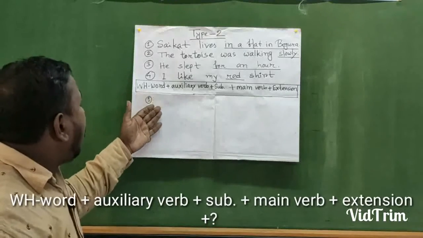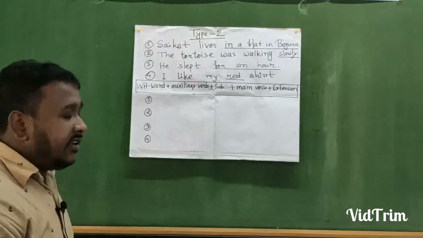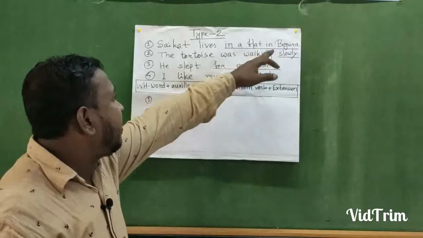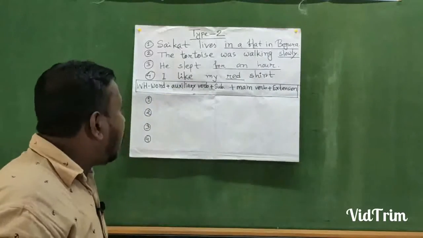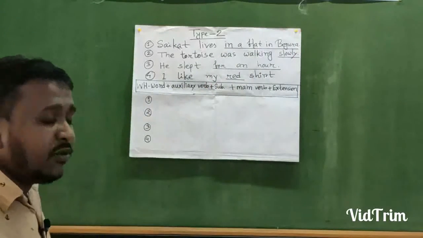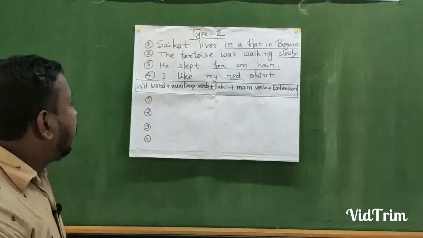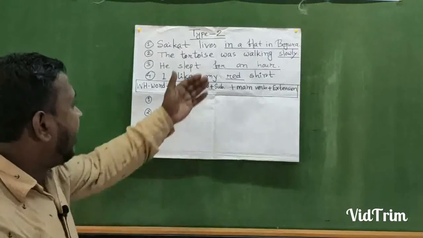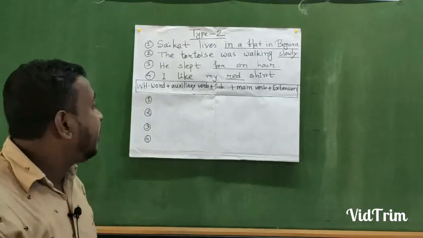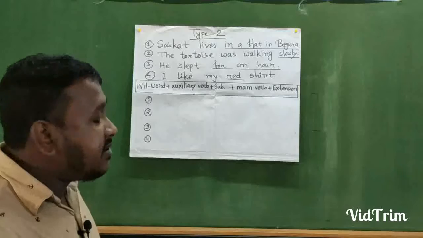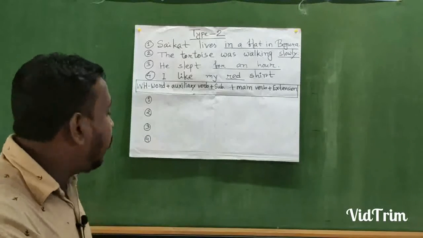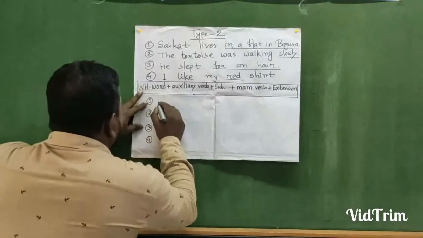So look at the first sentence. Shaikat lives in a flat in Bogota. In a flat in Bogota, we have to use a WH word for this underlined part. So in a flat in Bogota is indicating a place. In the previous class we have learned that for place we have to use the WH word where. So WH word: where.